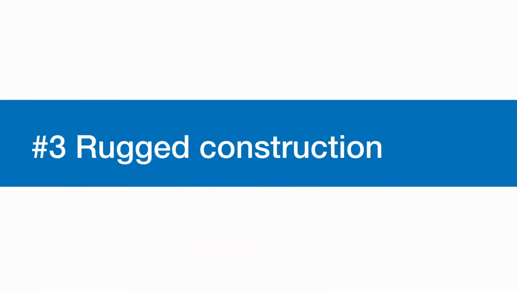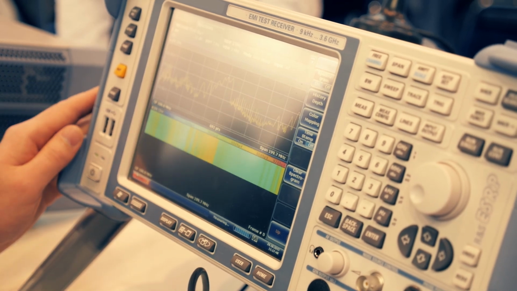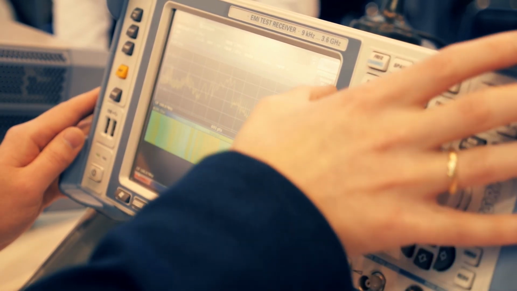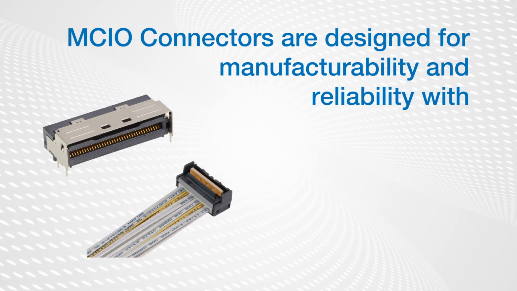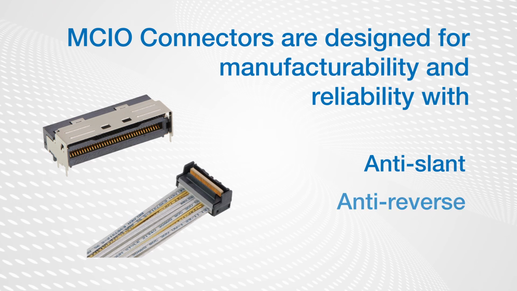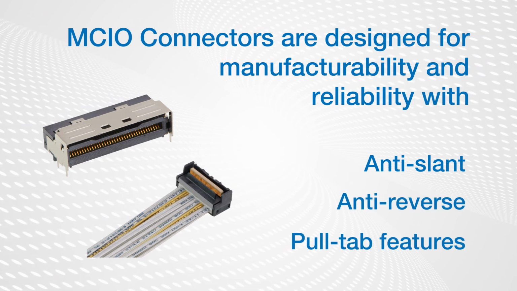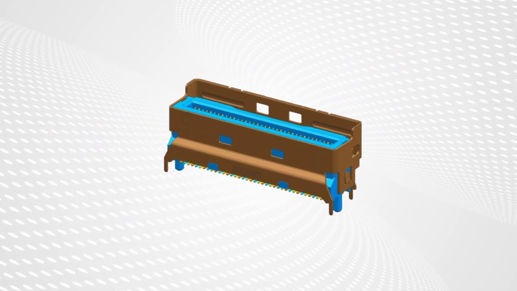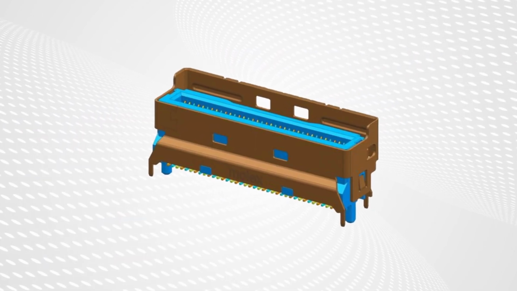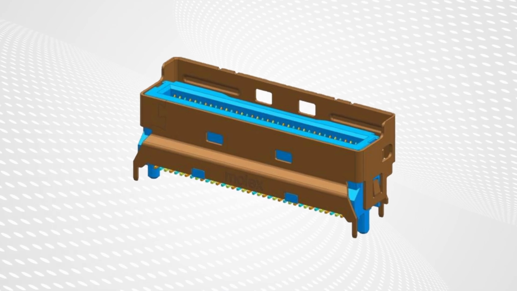Rugged construction. Improperly seated connectors can cause signal integrity issues and damage pins. MCIO connectors are designed for manufacturability and reliability with anti-slant, anti-reverse, and pull-tab features that ensure proper alignment and mating during assembly. The robust mechanical design maintains a secure connection and protects pins from damage.